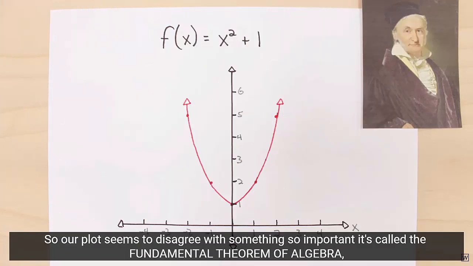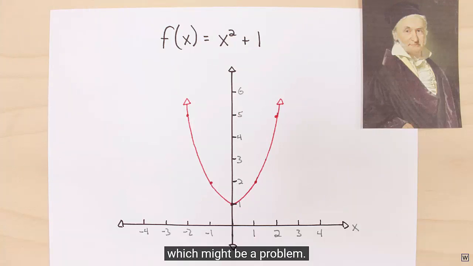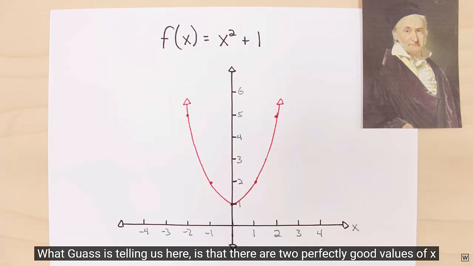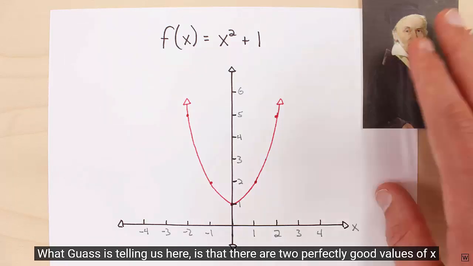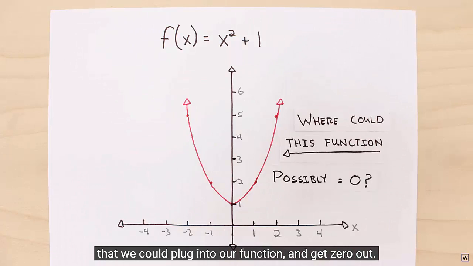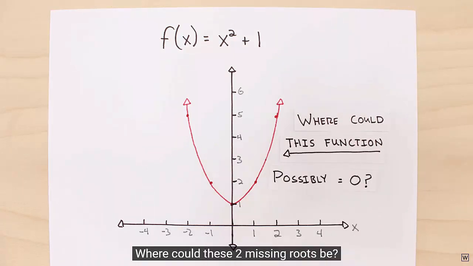So our plot seems to disagree with something so important, it's called the fundamental theorem of algebra, which might be a problem. What Gauss is telling us here is that there are 2 perfectly good values of x that we could plug into our function and get 0 out. Where could these 2 missing roots be?